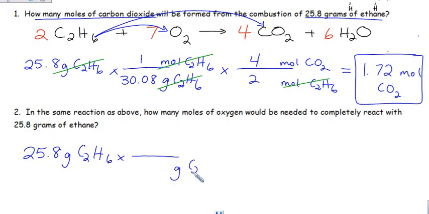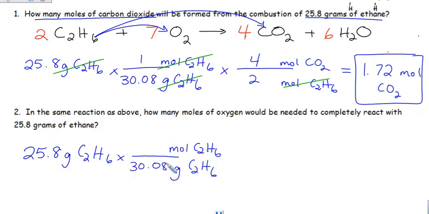Cancel grams, turn it into moles. What you want goes on the top. What you want to cancel goes on the bottom. This is so driven by units. I always put the units in first because then the numerical part should be easy. Whenever I see grams, I go to my periodic table.